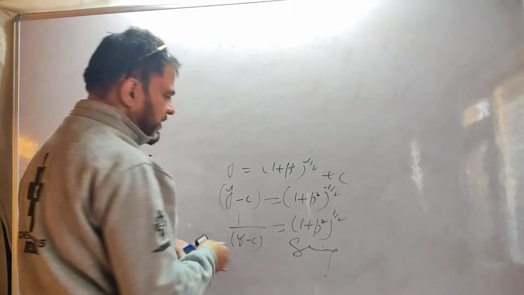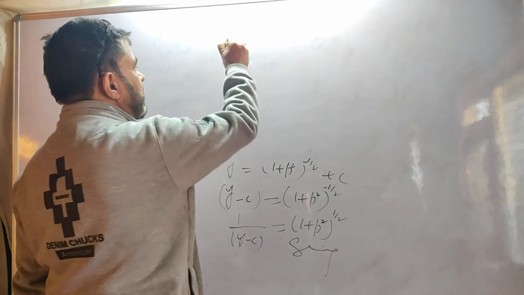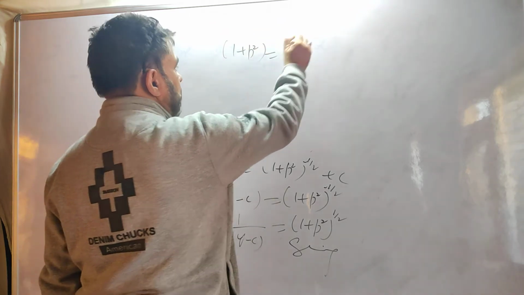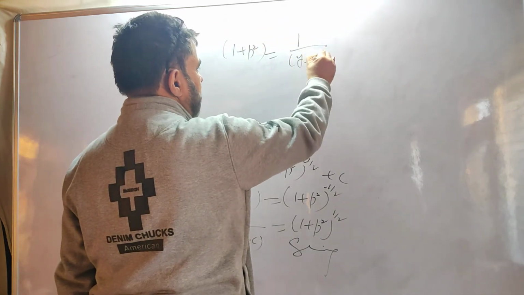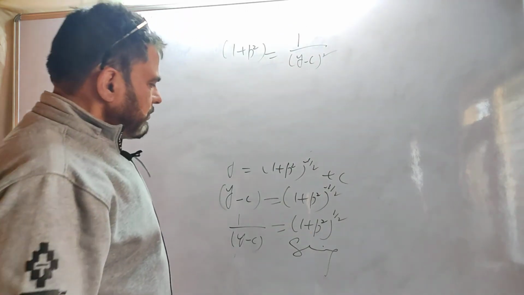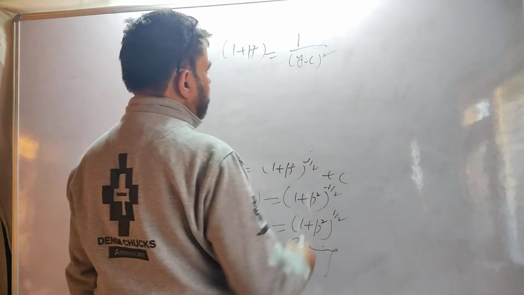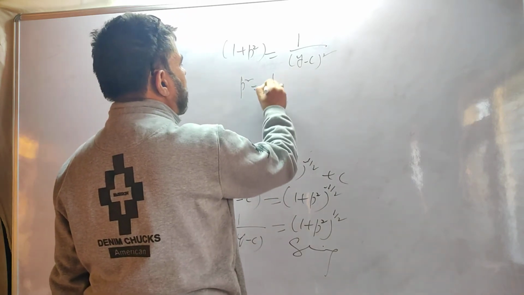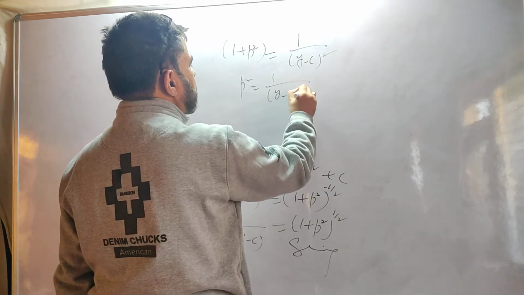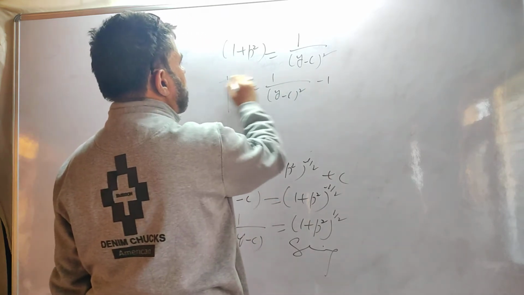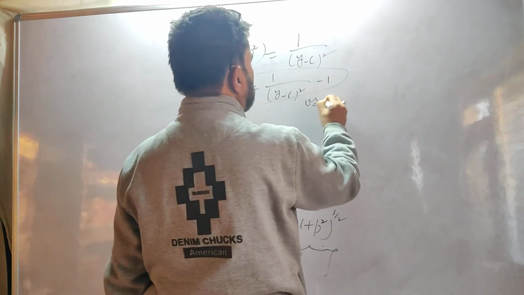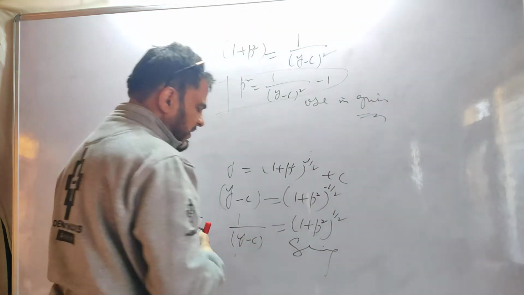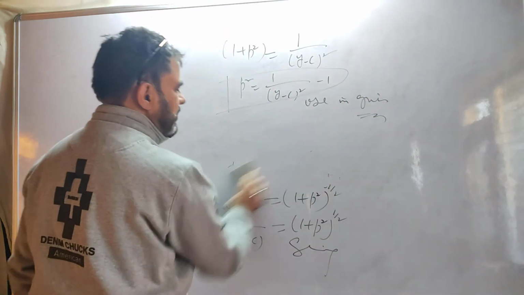I may eliminate p here, so I am getting 1 plus p square will be equal to 1 by y minus c square. So p square will be 1 by y minus c square minus 1. Let us use it in the given equation. I will use the value of p square in the given equation.